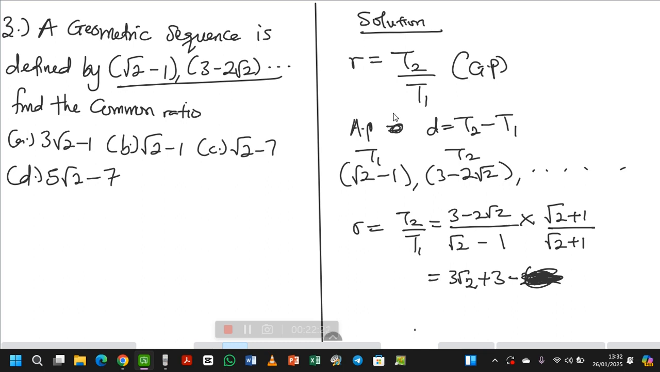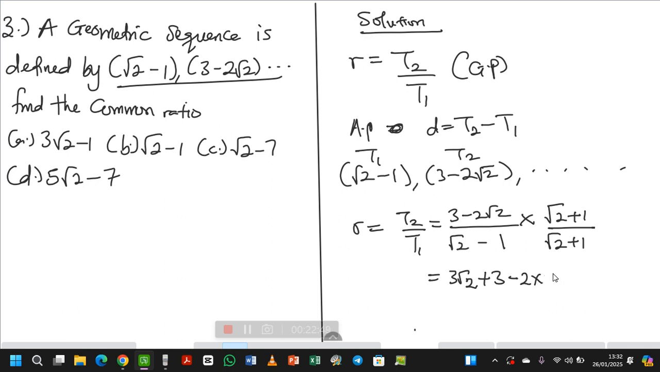It's simple now. Look at it: 2 root 2 times root 2, right? That would be 2 times 2, because root 2 times root 2 is 2. So that would be 4.